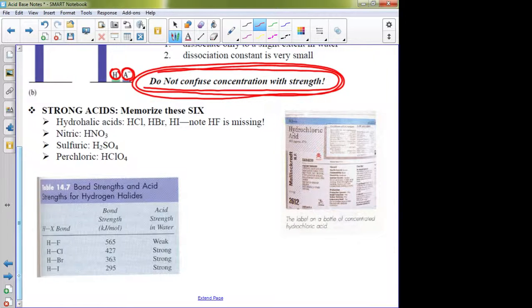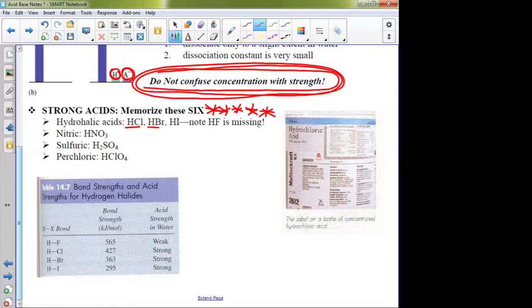All right. So the strong acids, you need to memorize these 6. It will make your life, A, so much easier, and B, I expect you to have them memorized. Period. Hint, hint, wink, wink. Makes a great quiz. List the 6 strong acids. That's real easy to grade.